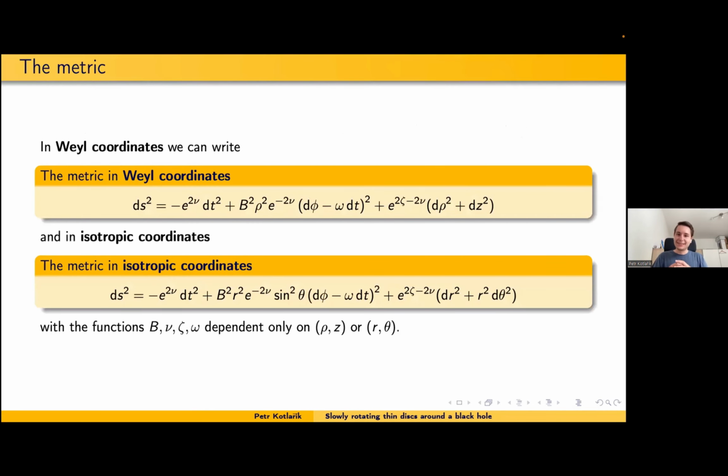So let's go back to the beginning and show you what the solution of this rotating disk looks like. Here you can see the most general metric satisfying all the symmetries I talked about. So it is an axially symmetric and stationary metric. And in Weyl or isotropic coordinates, it can be written in this way, with four unknown metric functions, B, nu, zeta, and omega, which depend only on rho and z.